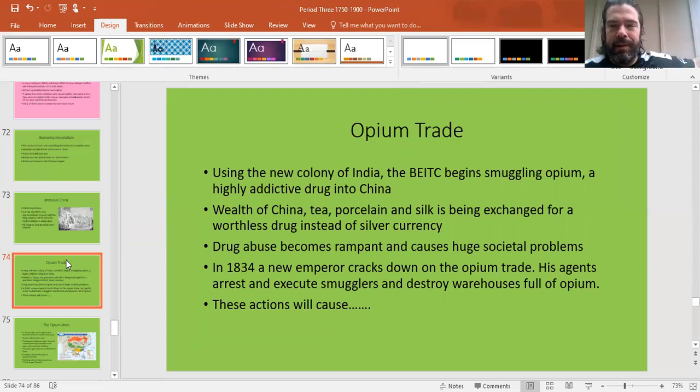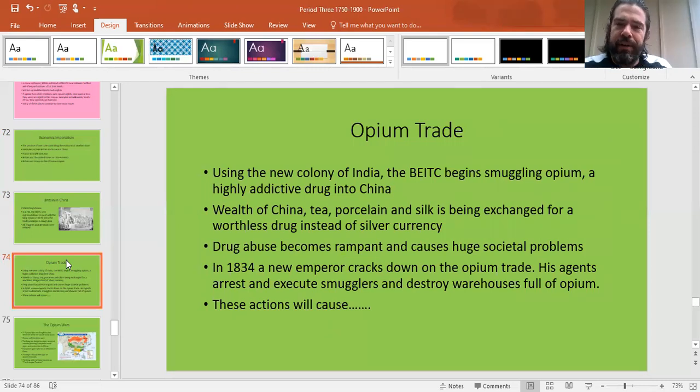It is very similar to how drugs get snuck into our country today. You had Chinese drug dealers, you met with them in port cities, you snuck it in, you sold it to the opium dealers. But again, very similar to what's happening today, they would then sell it to the people under very shady methods.